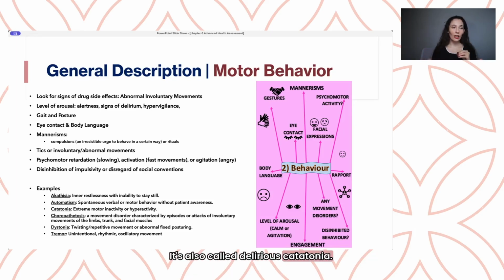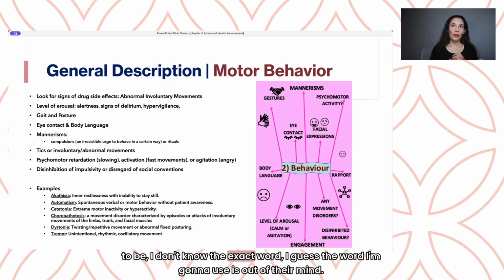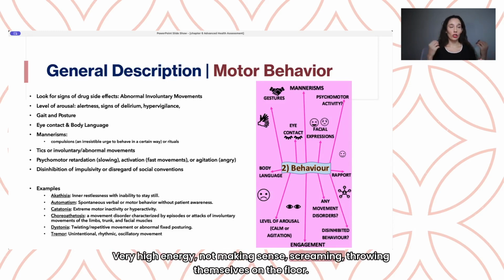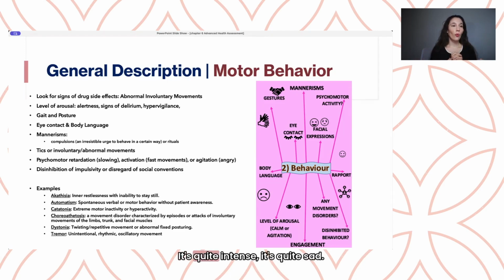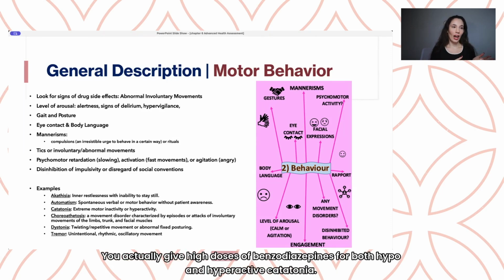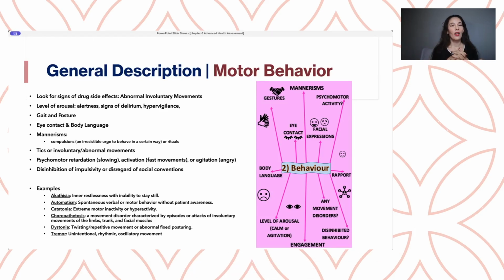It's also called delirious catatonia. And these people appear to be, I don't know the exact word, I guess the word I'm going to use is out of their mind, very high energy, not making sense, screaming, throwing themselves on the floor. It's quite intense. It's quite sad. The thing is, and we'll talk about this more, but with delirious catatonia, antipsychotics are going to make it worse. You actually give high doses of benzodiazepines for both hypo and hyperactive catatonia.